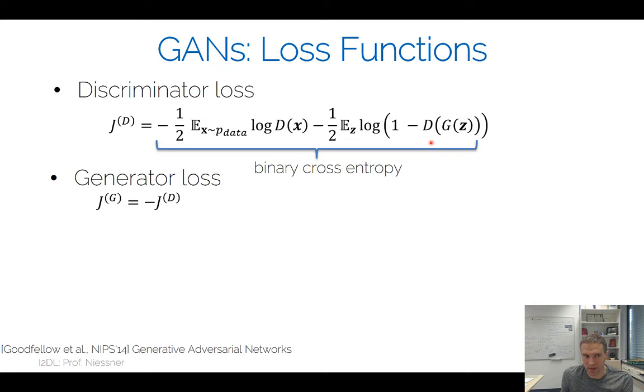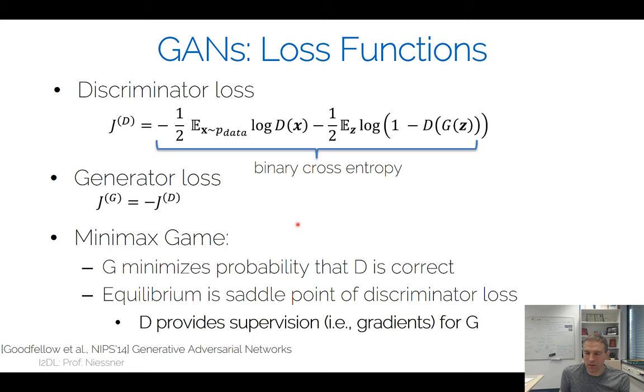Well, and the generator is very adversarial. The generator says, I want the opposite. I want to maximize the loss from the discriminator, right? And now you're gonna end up with this minimax game. So what we're trying to do is not a real optimization in the sense that it goes to zero. In fact, we're trying to stabilize these kinds of things. So we're trying to make sure that my generator minimizes the probability that the D is correct. So it wants to maximize the loss of the discriminator. And the equilibrium here is the saddle point of the discriminator loss, right? And the way it works is the discriminator provides you supervision gradients for the generator, right? And this is really important that you train these two things jointly.